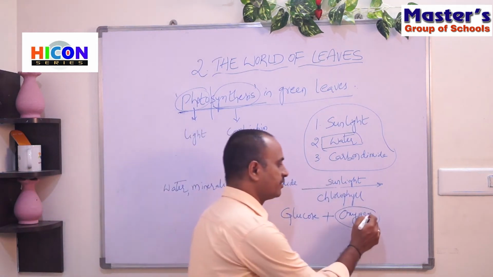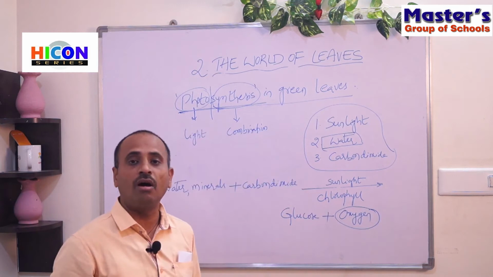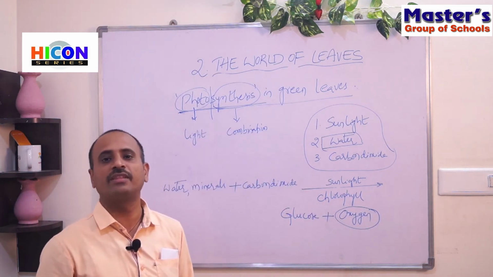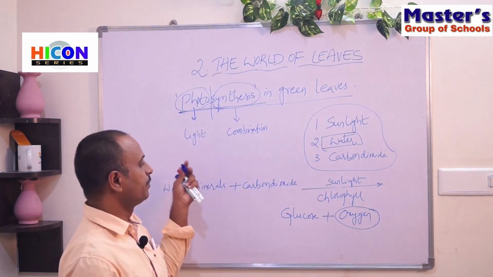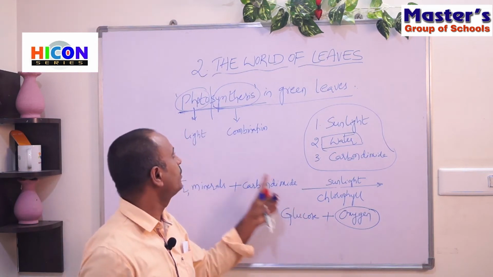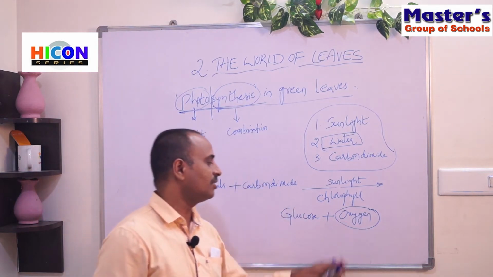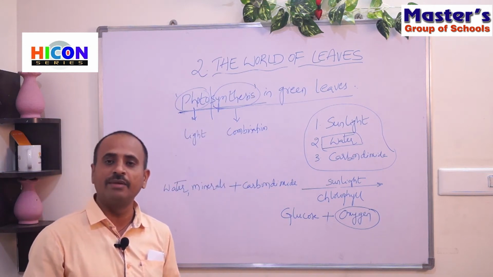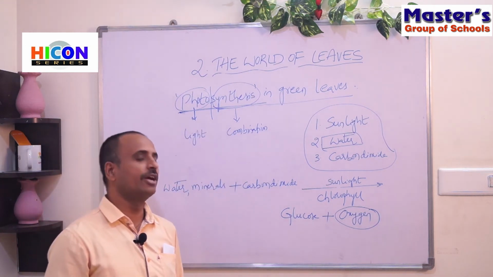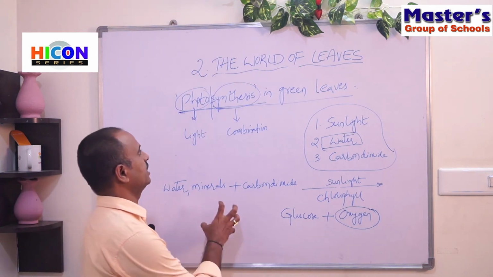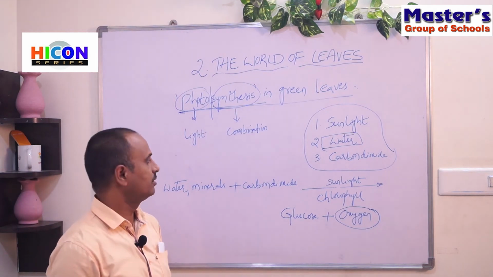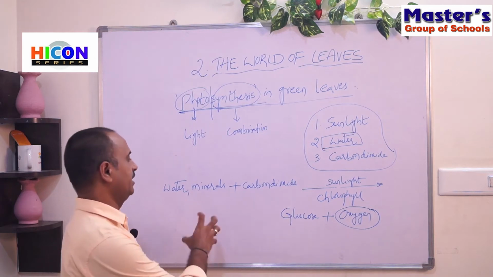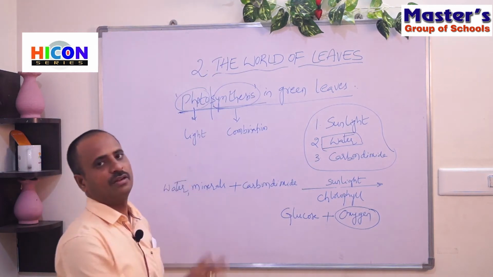This oxygen is very, very helpful to all living organisms for their survival. Plants produce oxygen in the process of photosynthesis. This oxygen is taken in by living organisms like animals and human beings, and they are able to survive. So children, this is about photosynthesis. Photosynthesis can be written in the form of an equation like this.